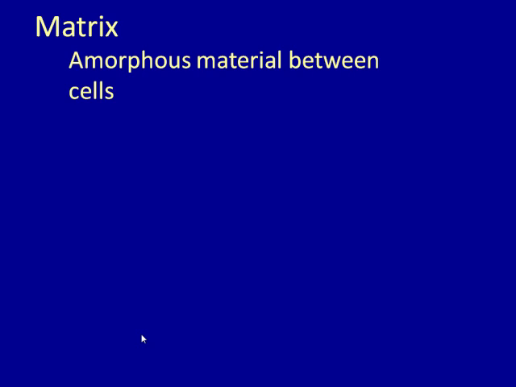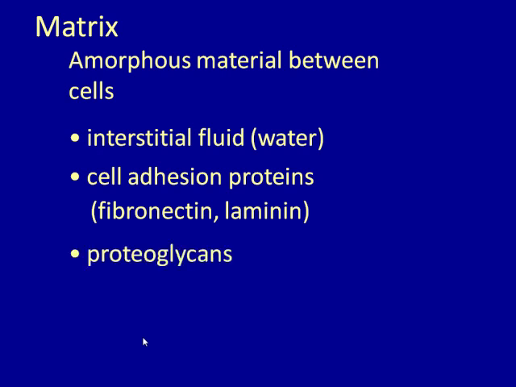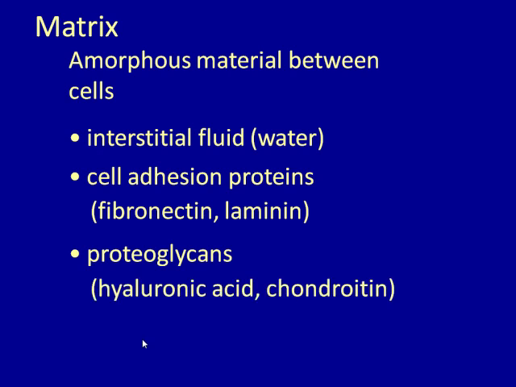Matrix is an amorphous material, meaning it doesn't particularly have a shape, it's just kind of there, and it's found between the cells. It's composed of interstitial fluid, mostly water, and dissolved in the water are some different proteins. Some of these are your cell adhesion proteins like fibronectin and laminin, and these help hold the cells together. Others are proteoglycans, which are part protein, part carbohydrate, like hyaluronic acid and chondroitin, and these give the various connective tissues some of their characteristics in terms of rigidity or flexibility, things like that.